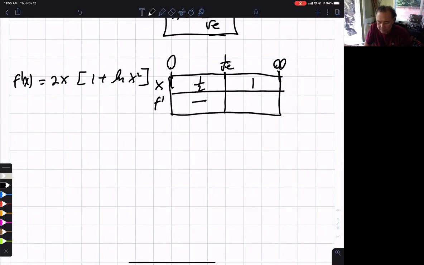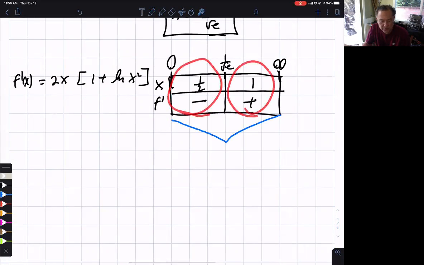Then if I plug in 1, what's ln of 1? 0. 1 times 2 is positive. We know it's positive here. All we care is if it's positive or negative, because if the derivative is negative, the function is decreasing. The derivative is positive, the function is increasing. So I don't have the exact graph, but I know it's decreasing from 0 to 1 over radical e, and it's increasing always after that. So now I know my regions of decreasing and the regions of increasing. Decreasing in this region, increasing in that region.